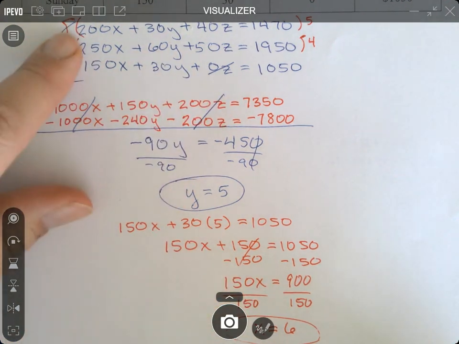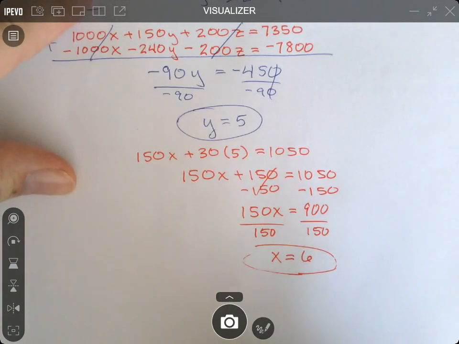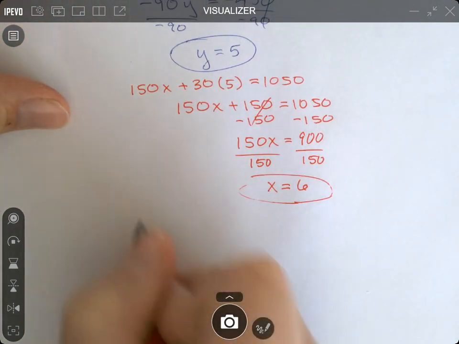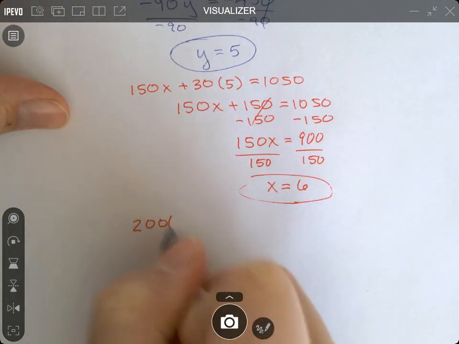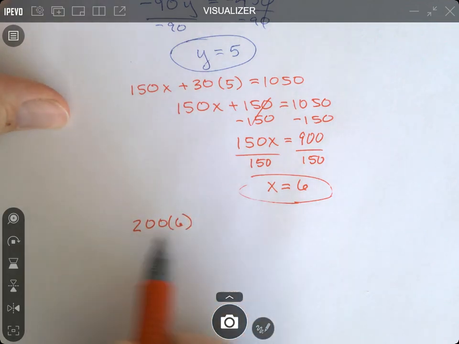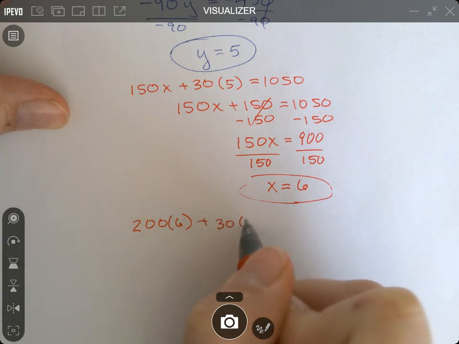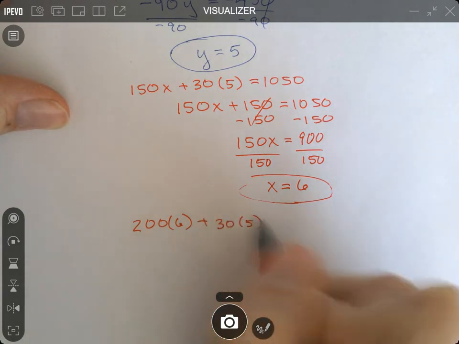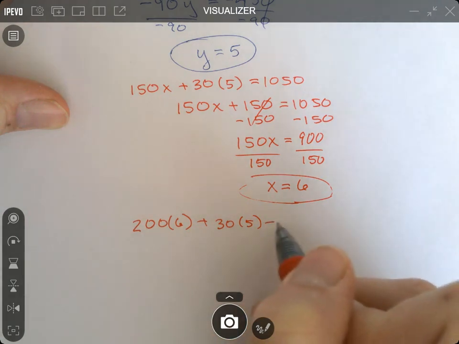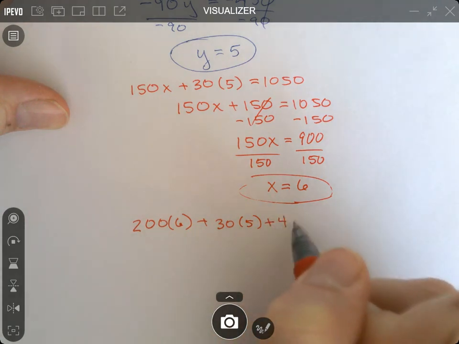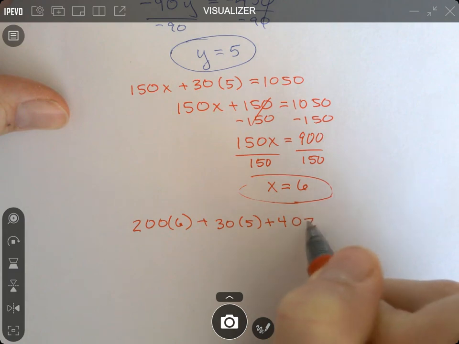So I'm just going to jump to the top equation. And I'm going to rewrite it way down here. 200 times x, which we know is 6. So there's the quantity times the cost. That's all the money on the orchestra seats. Plus 30 times 5. So that's all the money for the mezzanine. And we're trying to find out how much the balcony tickets cost.